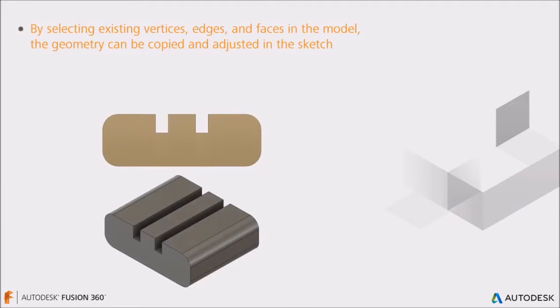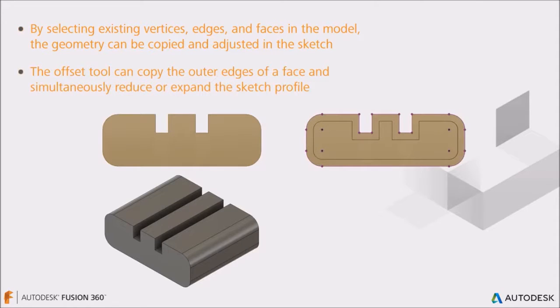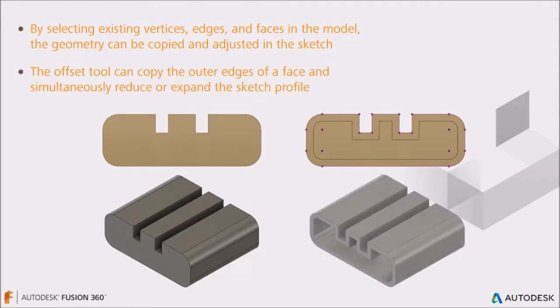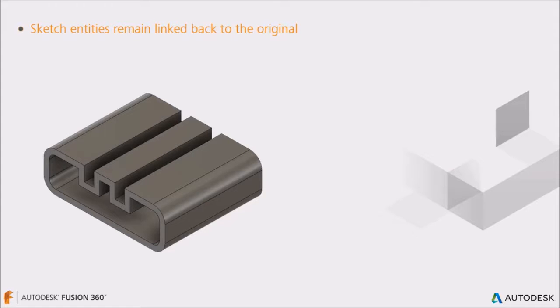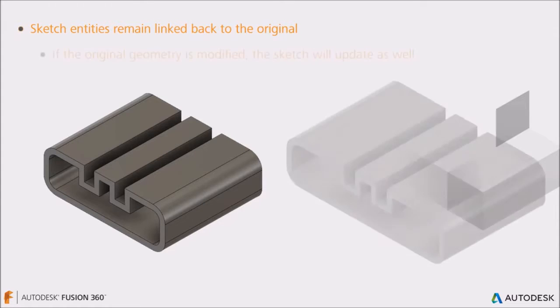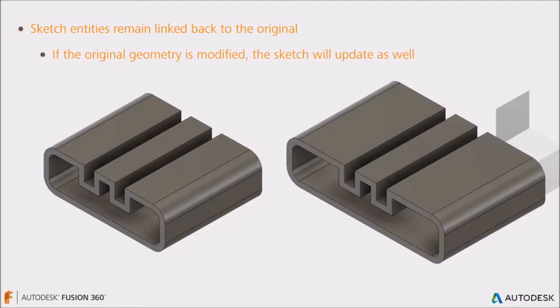Sketches are extremely powerful when created from existing geometry. By selecting existing vertices, edges, and faces in the model, the geometry can be copied and adjusted in the sketch. For instance, the Offset tool can copy the outer edges of a face and simultaneously reduce or expand the sketch profile. In this case, it was used to quickly create a cutout inside the part by copying the outer edges. These sketch entities also remain linked back to the original geometry, which means that if the original geometry is modified, the sketch will update as well. This greatly aids in keeping the model up to date when changes are made.